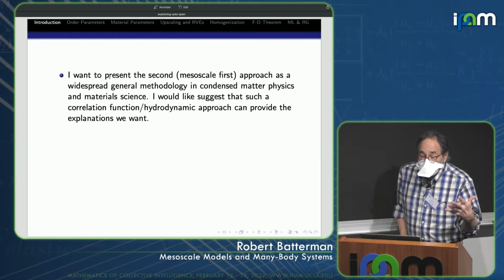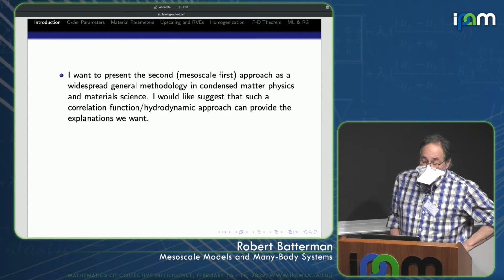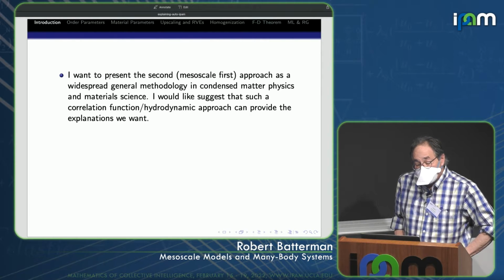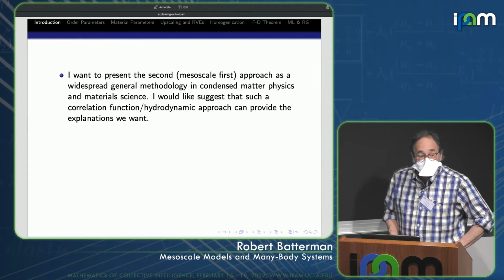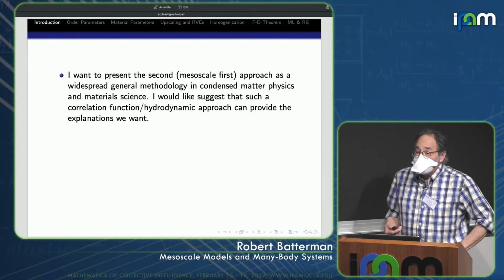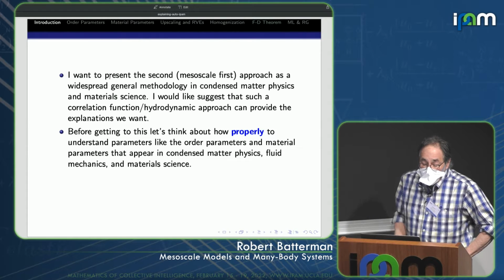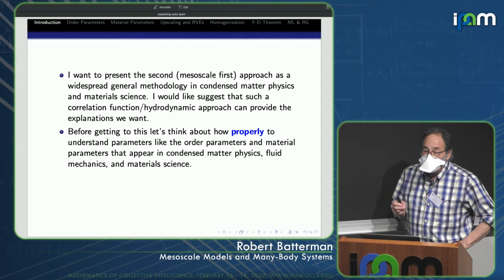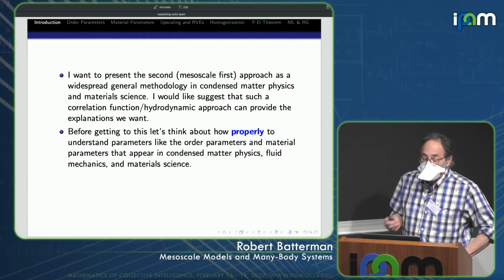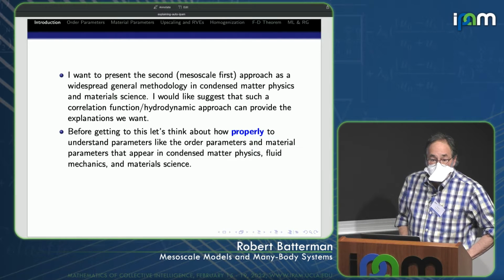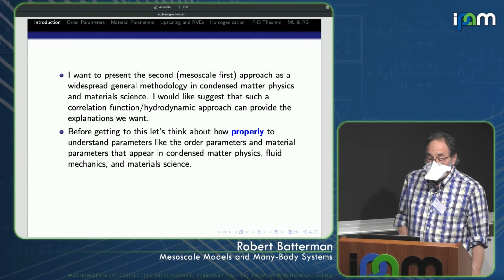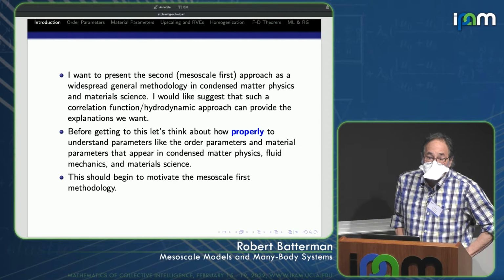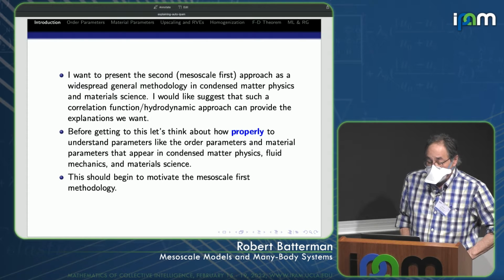So what I would like to do here is present this second mesoscale first approach as a widespread general methodology in condensed matter physics and in materials science. I'd like to suggest that such a correlation function hydrodynamic approach can provide the explanations that we want. But before getting to that, we need to think how to properly understand the parameters, like the order parameters and the material parameters that appear in condensed matter physics, fluid mechanics, and materials science. And I hope that will begin to motivate the mesoscale first methodology that I'm interested in.